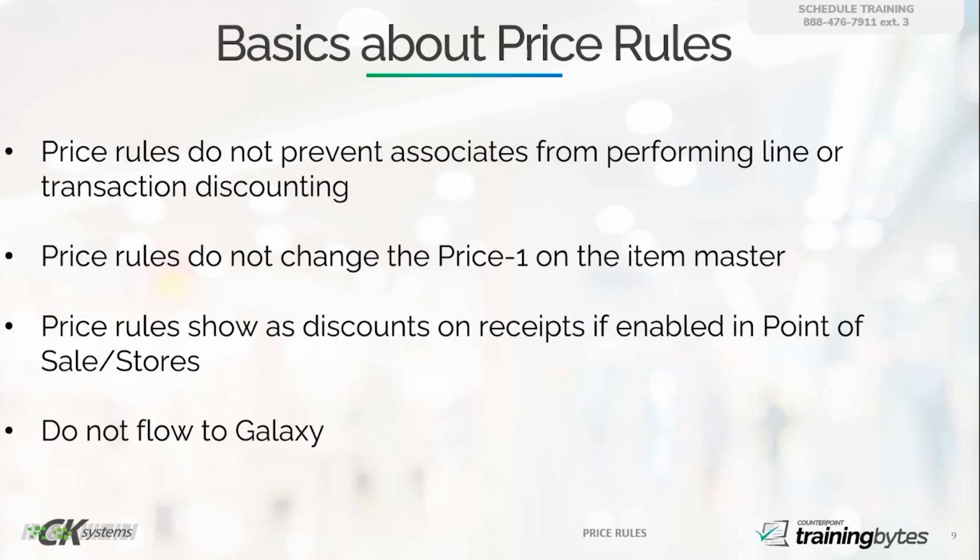Price rules also do not prevent your associates from performing price overrides. So for example, an item on a ticket qualifies for a price rule. It's discounted automatically. Counterpoint will not stop your associate from doing a manual price override on that item. Price rules do not change the price one field on the item master. So if on your item master, your price one is $50, you have a price rule for that item, the price one is still $50. The discounting happens on the ticket itself.